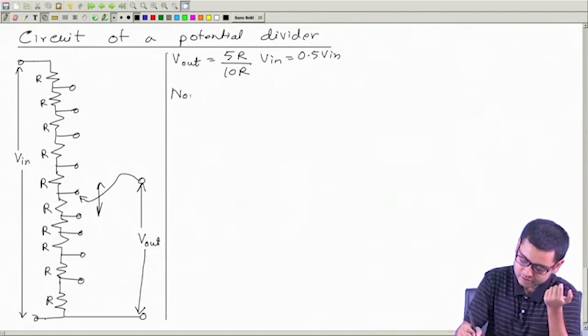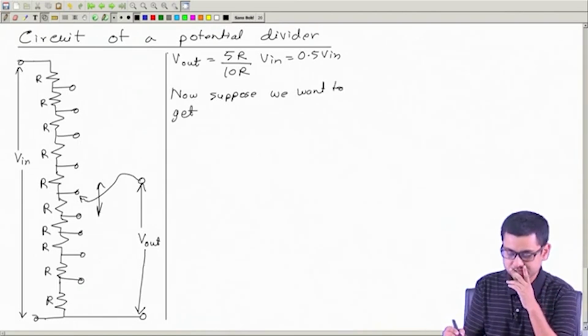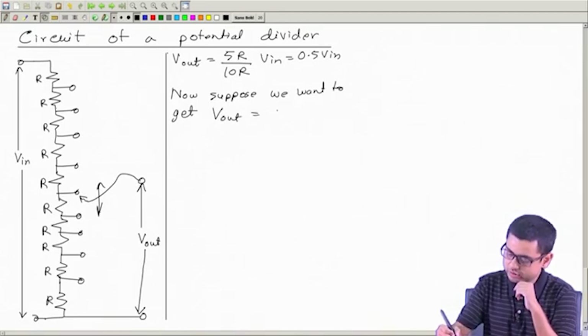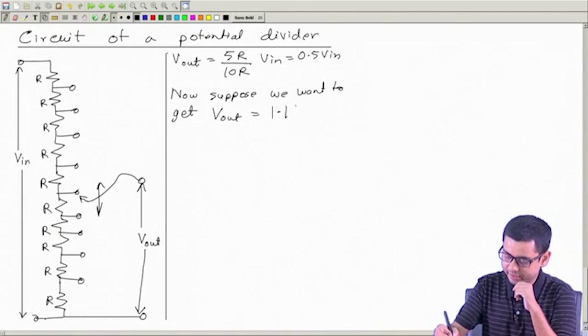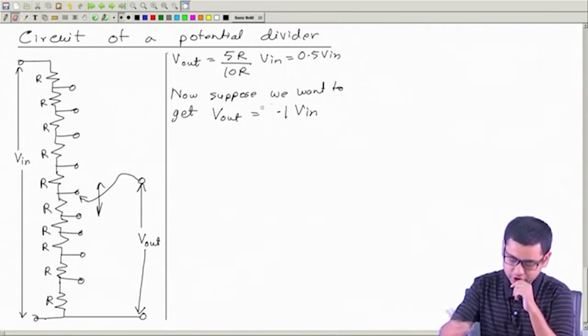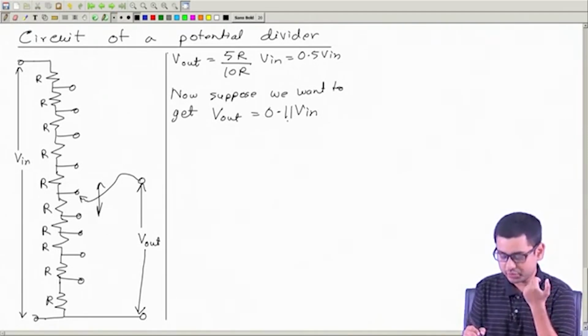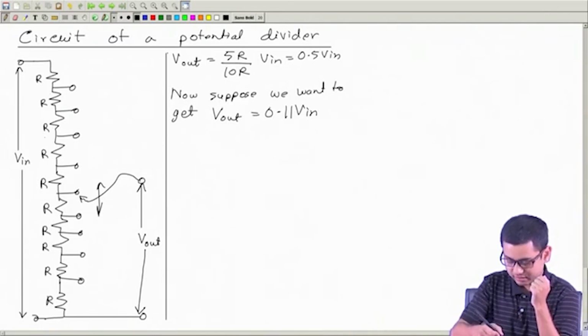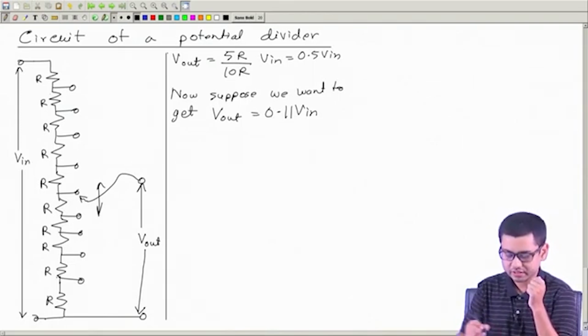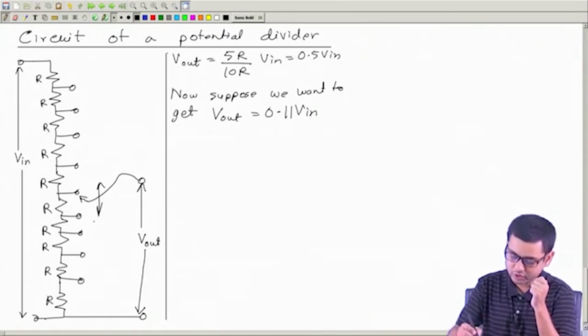Now, suppose we want V out to be equal to 0.11 times V in. How is that possible? That is possible if we have, say, 100 such resistances R, and we take the output from the 11th position.